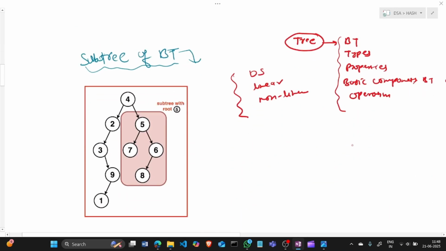Again, subtree of a binary tree. So for this node, this is the subtree. Subtree with a root 5. If I want the subtree of 5, then these are the subtrees. This is the right subtree. This is the left subtree.